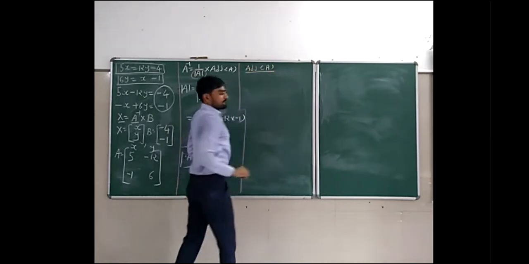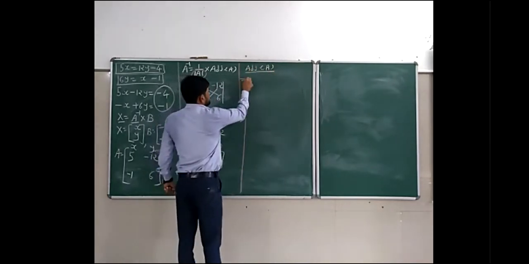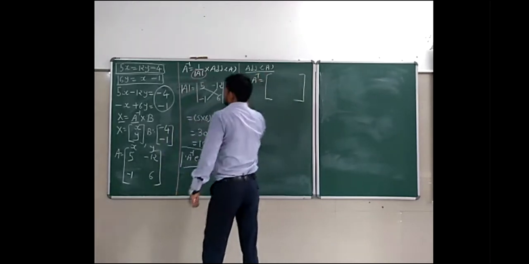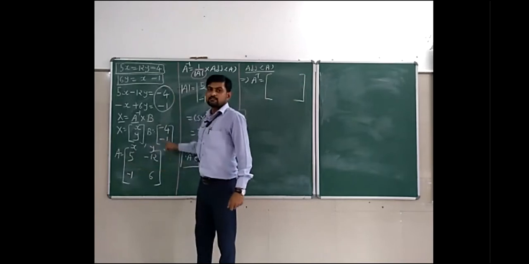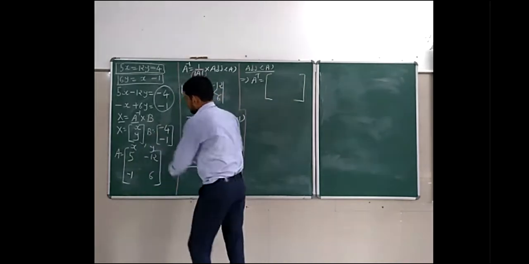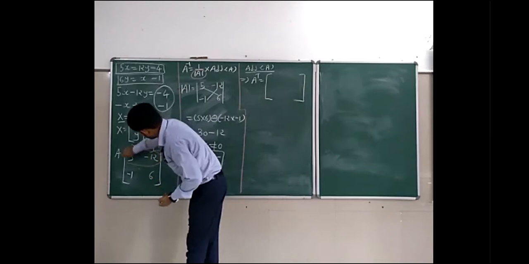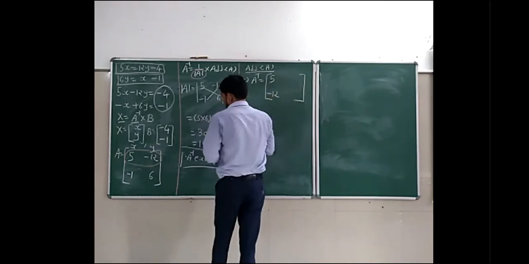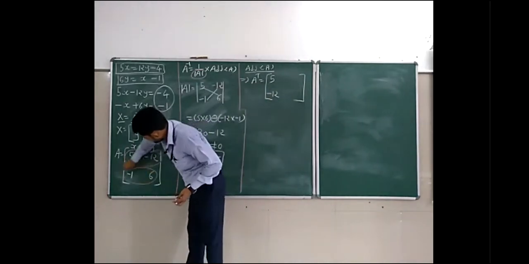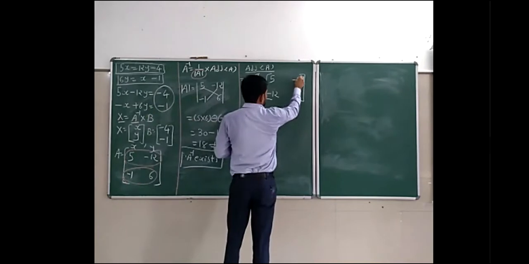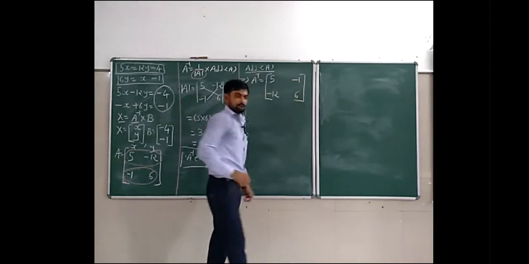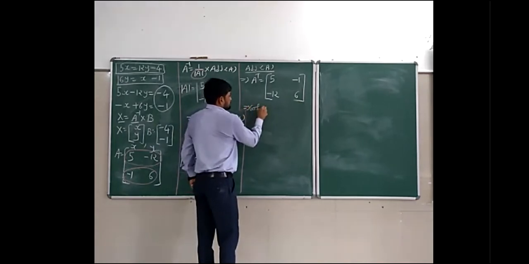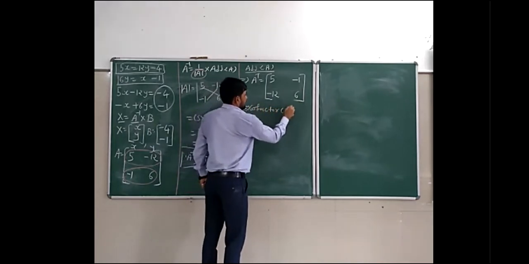What is the formula? Steps of adjoint of A? Step number 1, find A transpose. What is the meaning of A transpose? Interchanging row into column. So this first row will be written into the first column, 5 minus 12, and this second row will be written into the second column, minus 1 6. Clear? Step number 2, find the cofactor of A transpose.